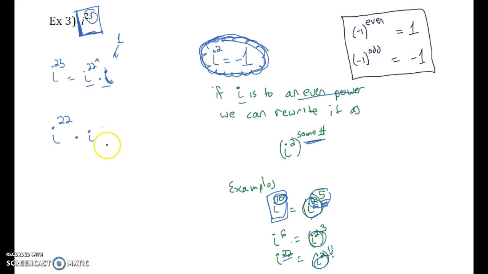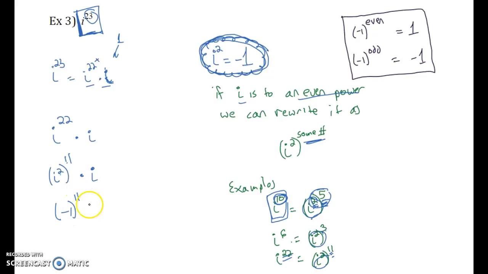What happens next? i to the 22nd power is the same thing as i squared, which I know is -1, to the 11th power, because 2 times 11 will give me 22. And then this little i is still chilling out over here. i squared is -1. Now we're starting to look into some familiar territory.